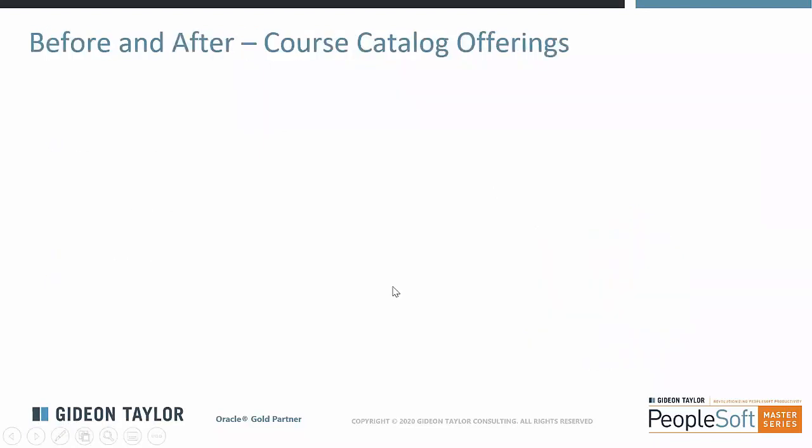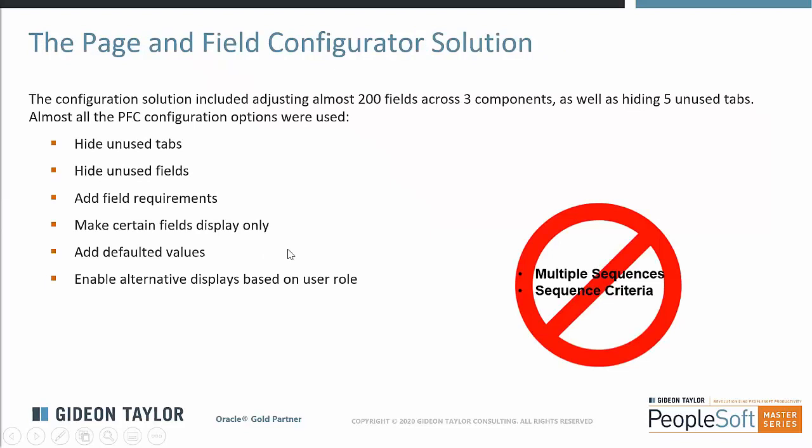Margaret, we've got a question. Okay. The question is, in accounts payable, if we put a T in the invoice date field, it will default to today's date. Can we use the Page and Field Configurator to do the default for today's date?